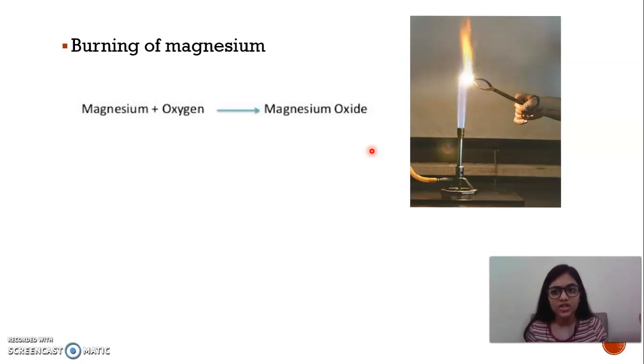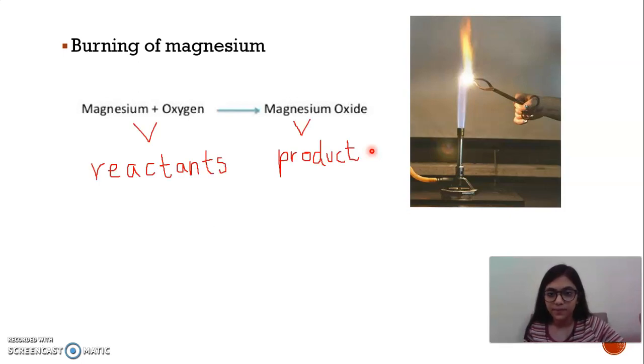In this chemical reaction, magnesium and oxygen react together. They undergo chemical changes to form a new product, magnesium oxide. And hence, in this chemical reaction, magnesium and oxygen are known as the reactants, as they react together to produce a new substance. And the final new substance that comes out of a chemical reaction, that is magnesium oxide in this case, is known as the product. Every chemical reaction has a product and a reactant.